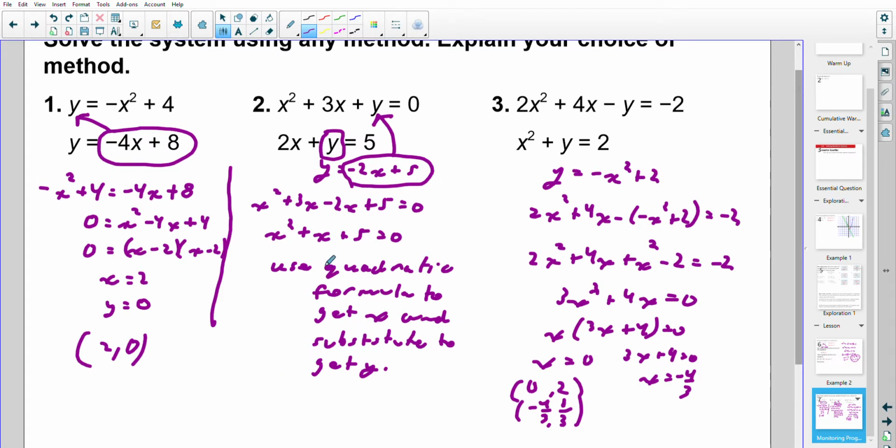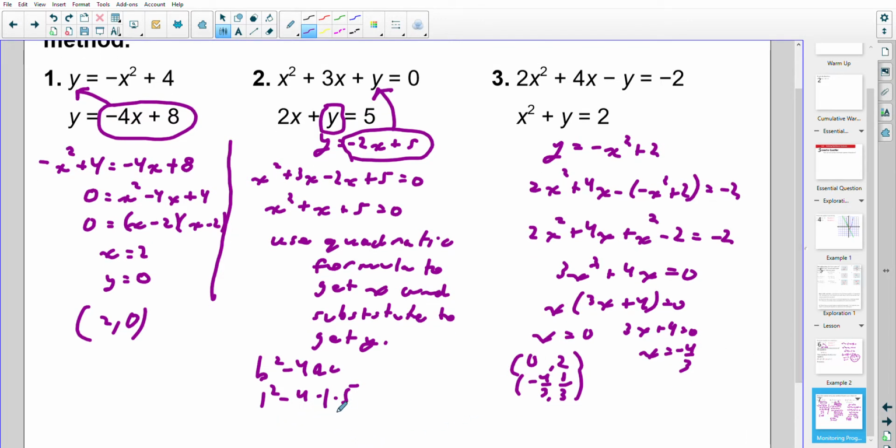So when you use the quadratic formula, in fact, a good idea at this point is to figure out my discriminant. My discriminant is b squared minus 4ac, because I just want to see if there are any real solutions. By doing that, I see that I'm going to have 1 squared minus 4 times 1 times 5. 4 times 1 times 5 is going to be equal to 20, so 1 minus 20 is negative 19. No real solutions. There is no intersection between that parabola and that line.